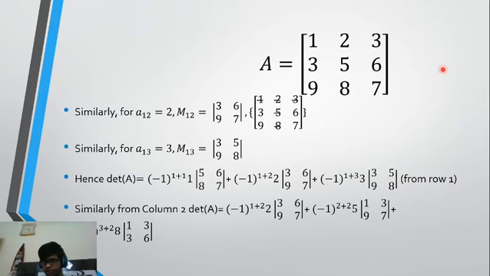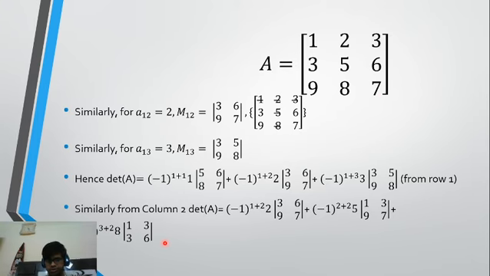But for 5, which is represented in the second row and second column, remove the second row and second column. We are left with 1, 3, 9, 7. Take its determinant, that is the minor of A22. Similarly for A32, remove the third row and second column. We are left with 1, 3, 3, 6. So this is the determinant of that.